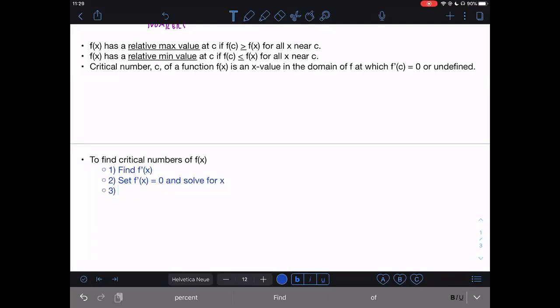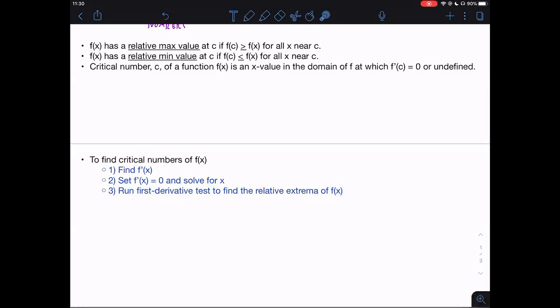To find the relative extrema of a function, we run what's known as the first derivative test, which I'll talk about in just a little bit. After we find our critical numbers, we run the first derivative test to find the relative extrema of our original function of x. Again, we're using the first derivative to identify the behavior of our original function.